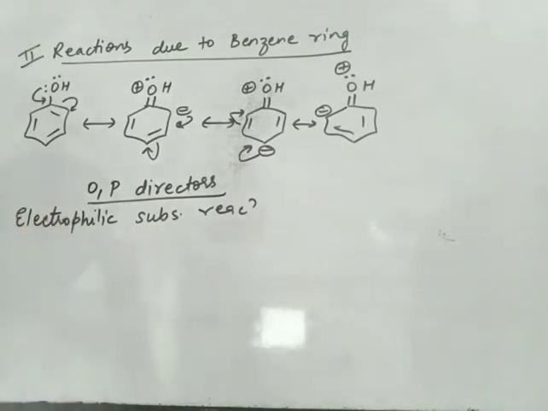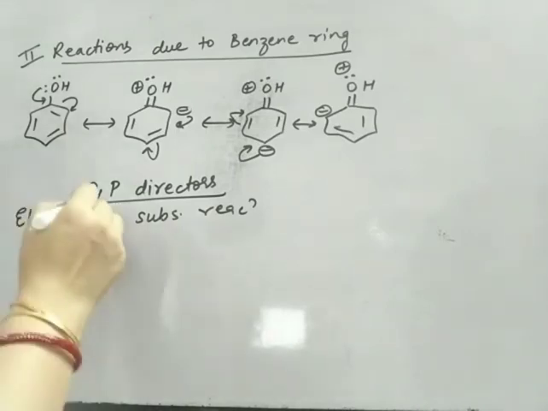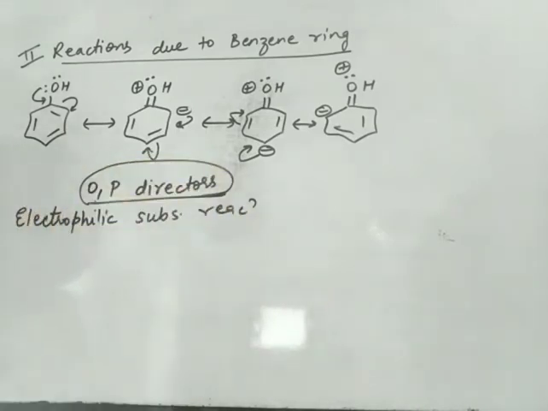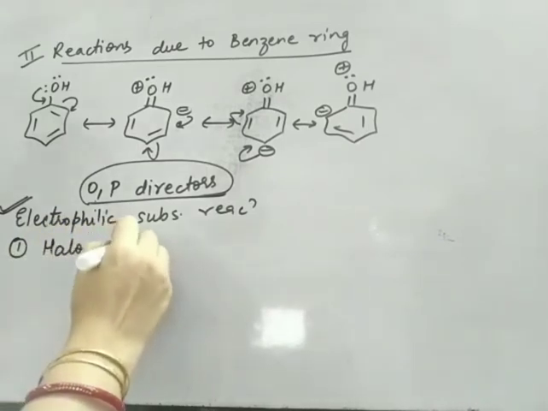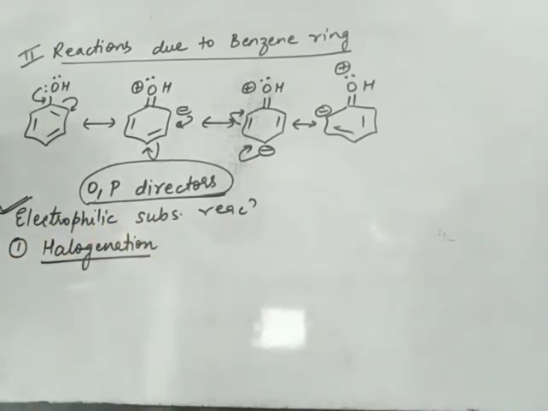Now these are the resonating structures of phenol. This is the +R effect. If we make the resonating structures of phenol, we can see that negative charge appears at the ortho and para positions. So phenols are which type of directors? They are ortho-para directors. The reactions which are due to the benzene ring are known as electrophilic substitution reactions. First is halogenation. We know there are a total of 4 types of electrophilic substitutions: halogenation, nitration, sulfonation and Friedel-Crafts.